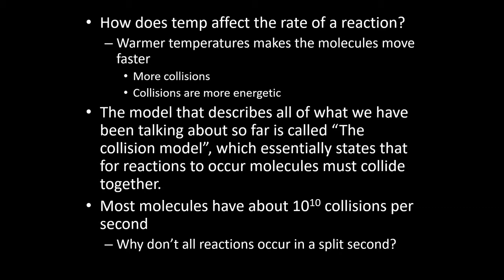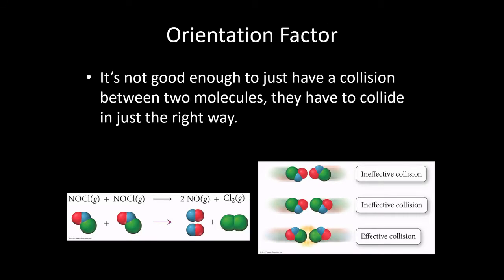So if the collision theory says reactions occur because molecules bump into each other, and we have 10 to the 10 collisions per second, why are there any reactions that are slow? Why don't all reactions occur in a split second? Well, the answer to that is kind of mainly twofold.